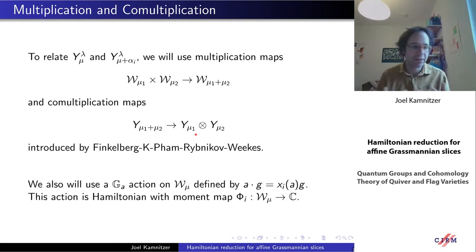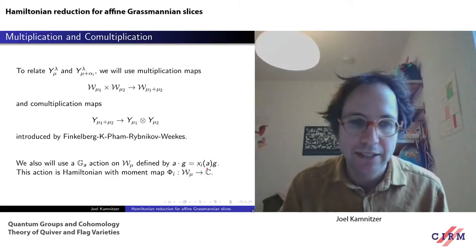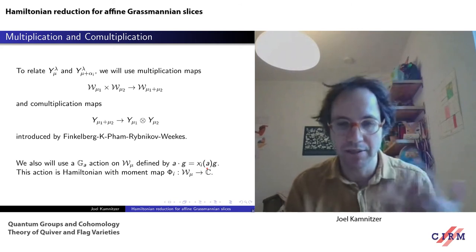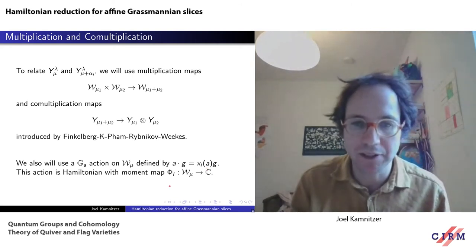Another tool we're going to use is a certain action of the additive group on W mu. And it's again defined by a kind of multiplication. So I multiply by a, a complex number. Xi of a denotes the root subgroup of G corresponding to the simple root alpha I, like a matrix which is upper triangular with just an entry in the I, I plus one entry, if we're in the SL_n case. It turns out this is a Hamiltonian action on W mu with respect to its Poisson structure, and it has a moment map, which I'll call phi I.